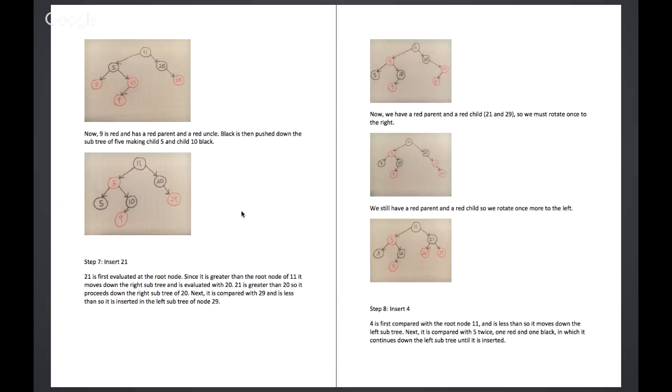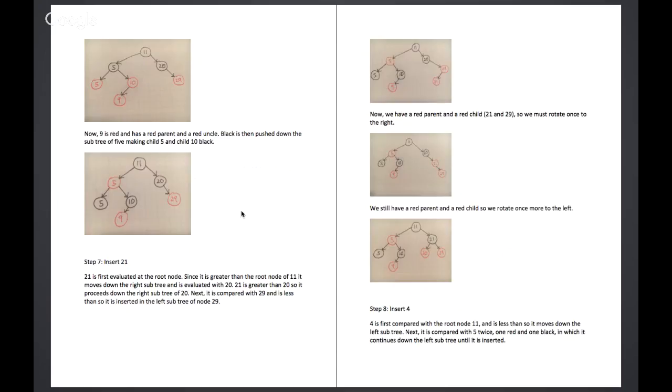Now, as you can see, there's once again a red child and a red parent. So we rotate once to the right, and once again we have a red child and a red parent. So now we rotate once more to the left, and this satisfies all the criteria of the RB tree. We have a black 21, a red 20, and a red 29.